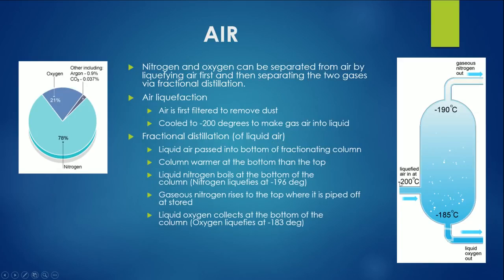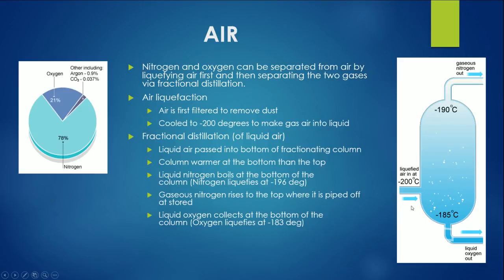So liquid air is passed into the bottom of the fractionating column, and of course fractional distillation utilizes the idea that the bottom part of the column has a different heat or is warmer than the top part. And we can see that because the entering temperature is around negative 200 degrees, and you've got negative 185 at the bottom and negative 190 at the top, so the bottom is warmer.